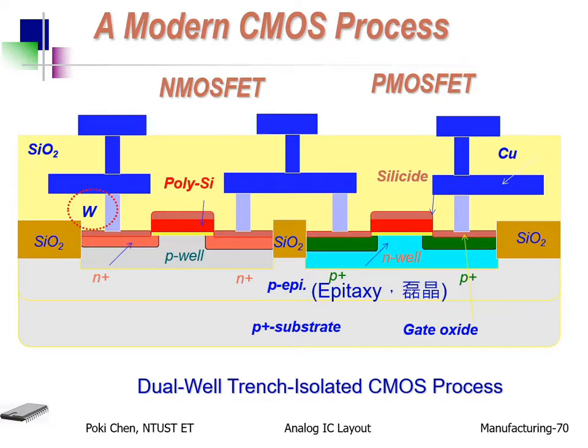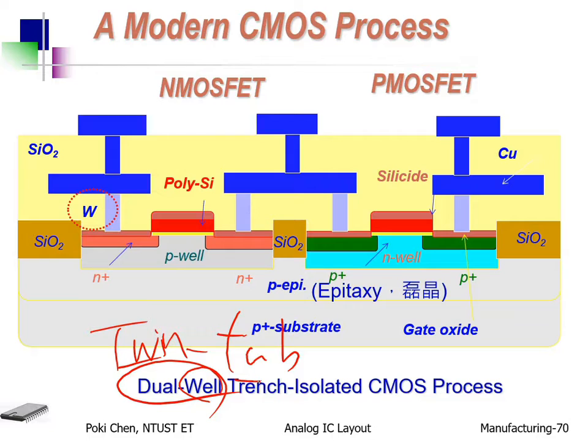Yeah, for a little bit better process than the one I showed you last week, for example, you have a dual well, or sometimes we call it twin well. It means two, right? Dual or twin. Sometimes we don't call it well. Sometimes we call it tub. Okay? Yeah, anyway, I don't care.